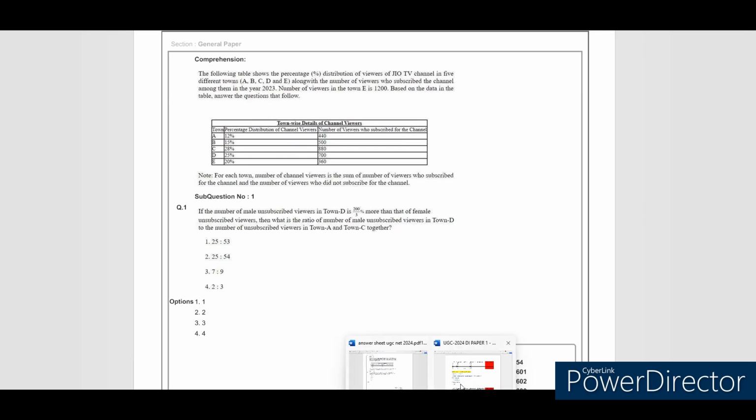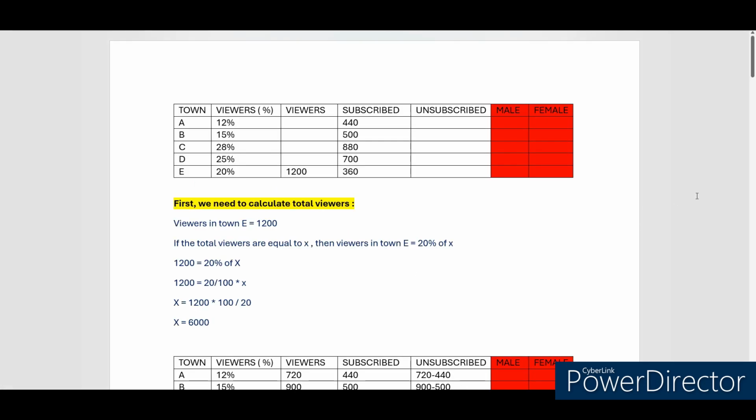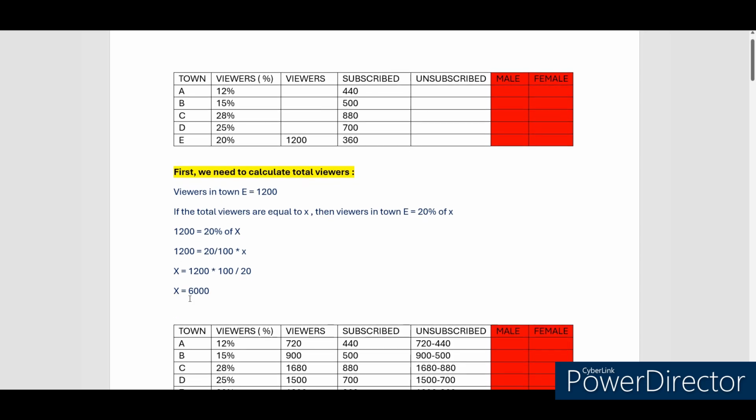Because we know the percentage of viewers in each town, if you know the total viewers in a specific town, you can calculate the total number of viewers in all the towns. For example, if the total viewers are equal to X, then the viewers in town E will be 20% of X, because that was given in the question directly. If you solve this, you will get X equal to 6000. X is nothing but the total number of viewers, including all the towns.